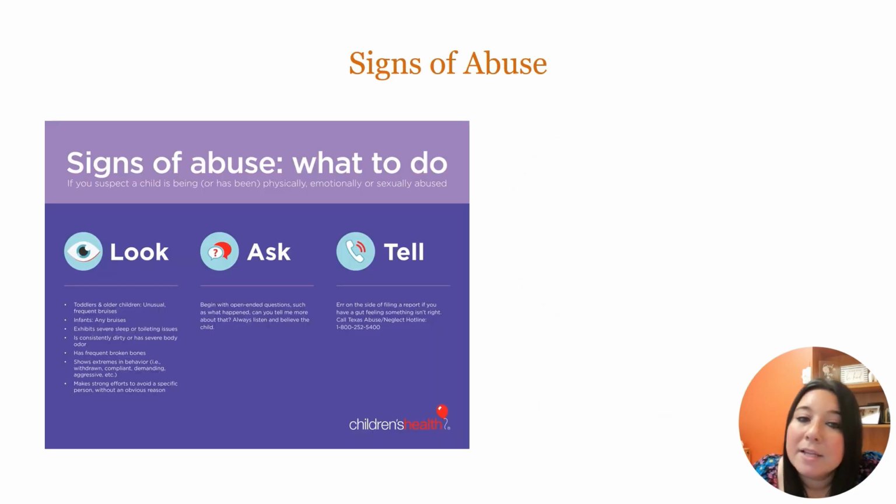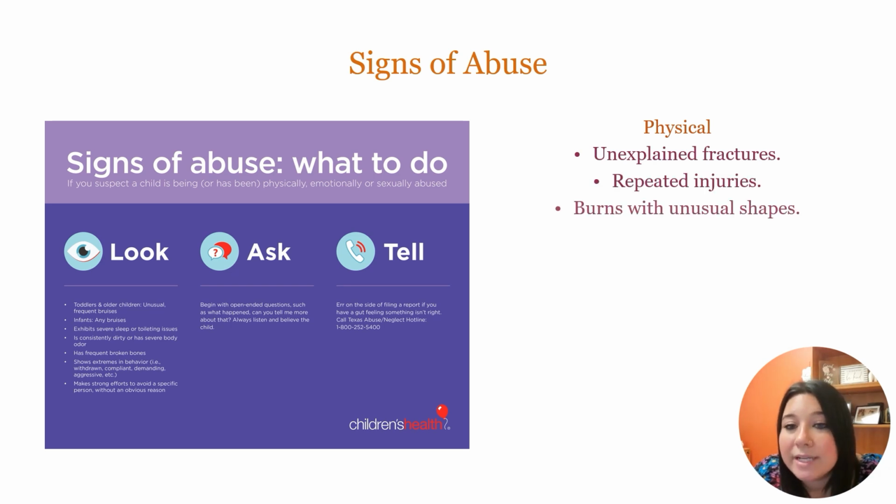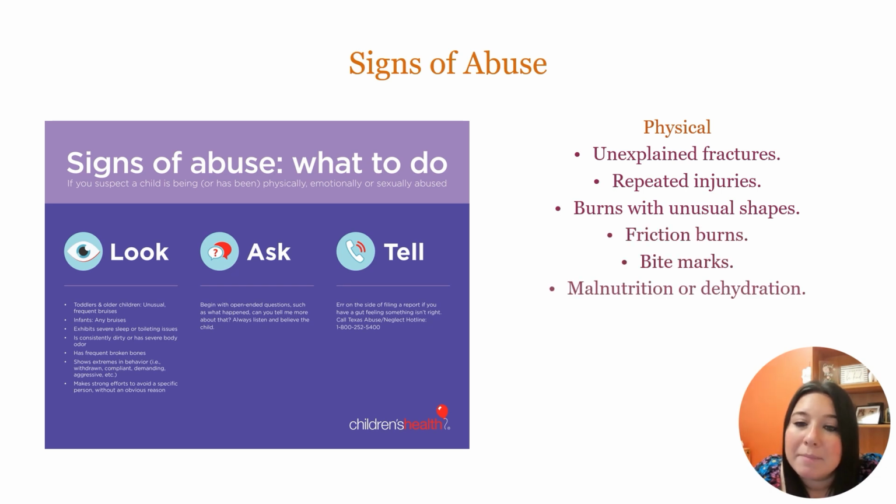So what are some signs of abuse? There's physical signs: unexplained fractures, repeated injuries, burns, friction burns, bite marks, malnutrition or dehydration, they just don't look well, possible sexual abuse as well.